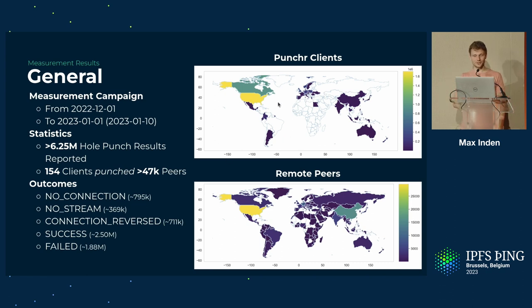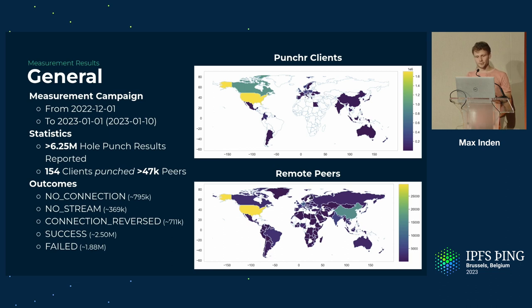So this graph shows in which countries we actually had those hole-punching clients. So not real IPFS clients, but spec'd down clients of people running in their home networks. And these are the remote clients, so the standard IPFS clients running behind NATs and firewalls. And so we basically punched holes in the direction from the puncher clients down to the remote peers.